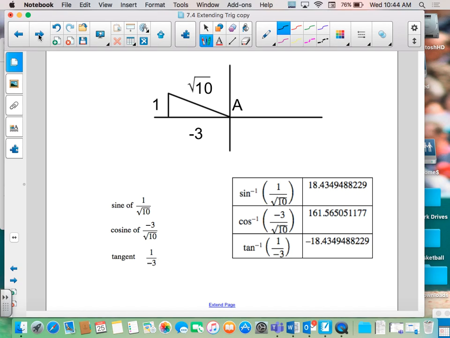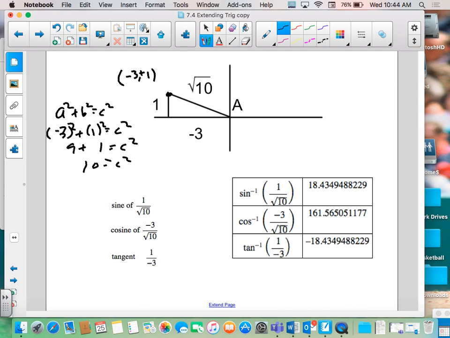Okay, so here we go. If I go left 3 and up 1, here is my point. Left 3 and up 1. -3, 1. To get the hypotenuse, I think you'd all agree, it's the Pythagorean theorem. a squared plus b squared equals c squared. So we're going to have -3 squared plus 1 squared. So you can see how you get the square root of 10.